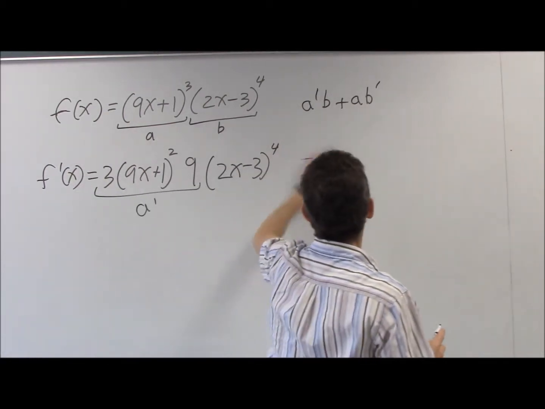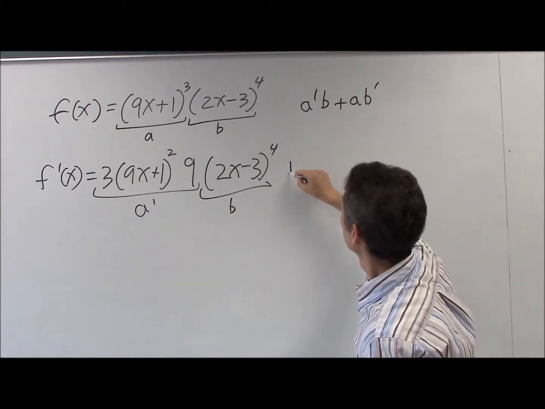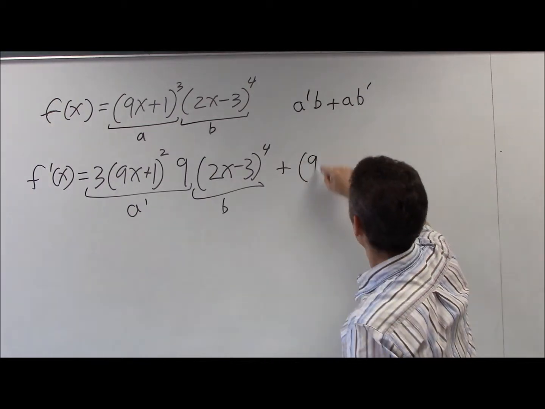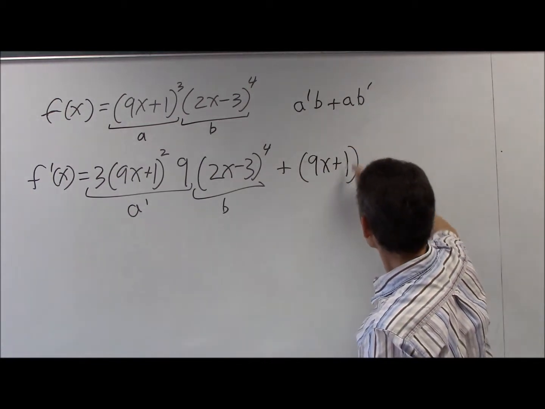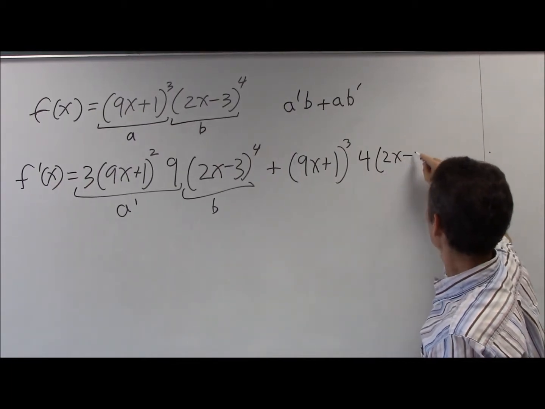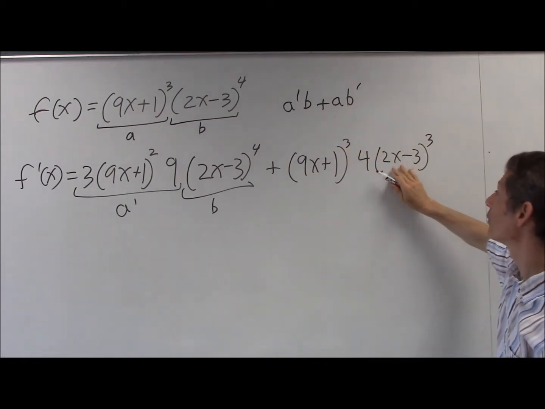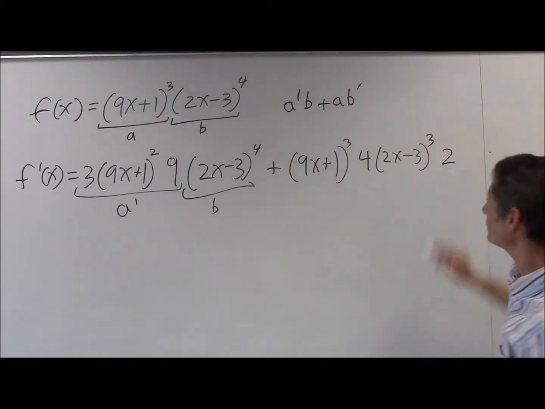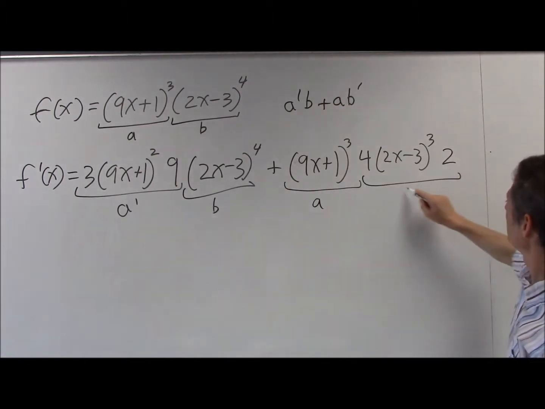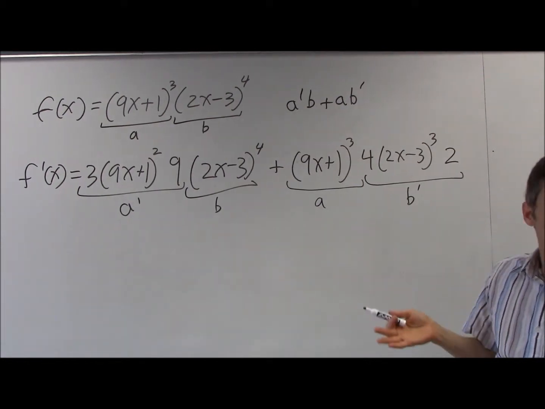I'm going to run out of space. Okay, this is B. There's your A prime B. Halfway there. Plus the first guy as it is, that is (9x plus 1) cubed, times the derivative of the second guy. So chain rule again: the derivative of the outside times the derivative of the inside, 2. So this is A, this is B prime.